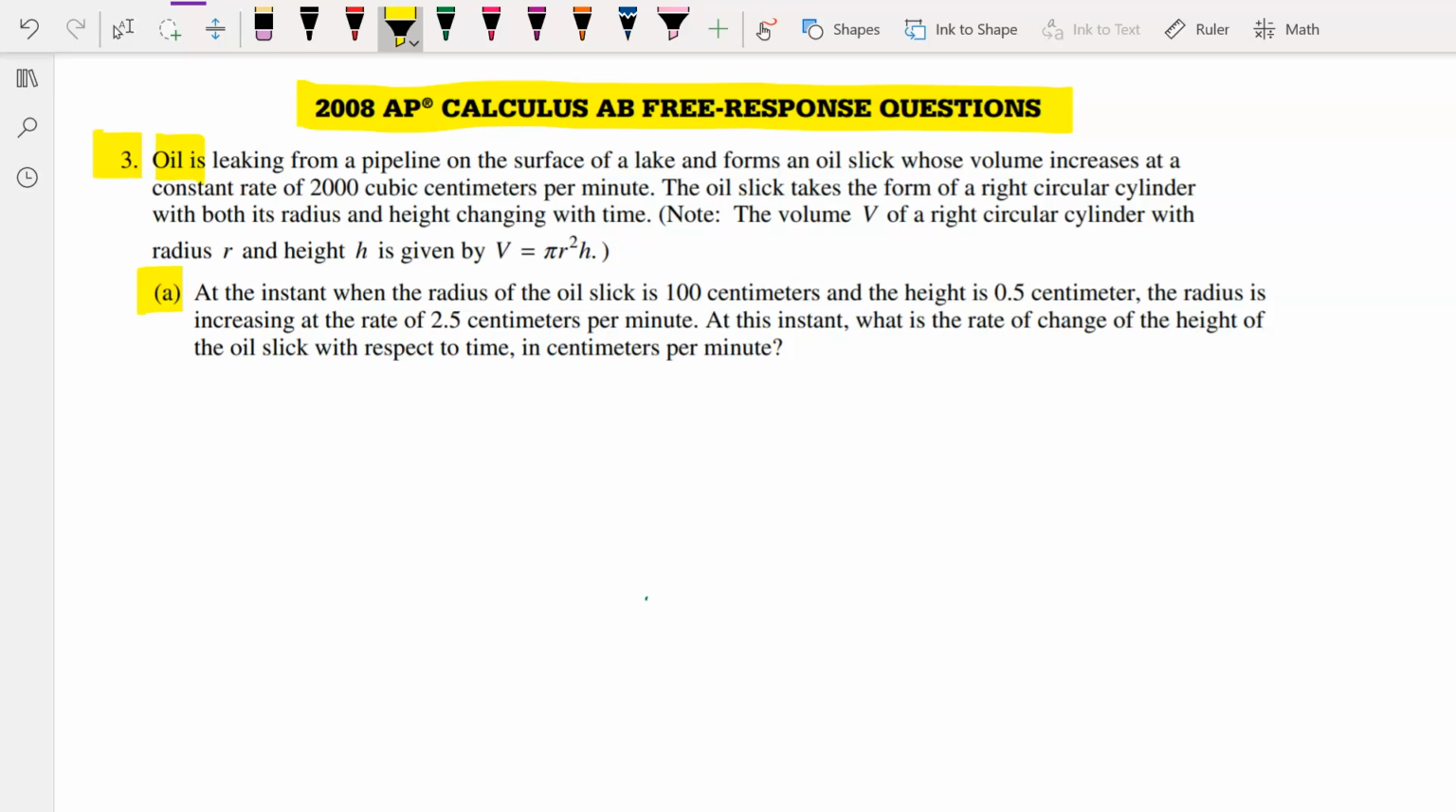So in question 3 we're told that oil is leaking from a pipeline on the surface of a lake and forms an oil slick whose volume increases at a constant rate of 2,000 cubic centimeters per minute. That tells us that dV/dt, the rate of change of our volume with respect to time, increases, so it's positive 2,000 cubic centimeters per minute.